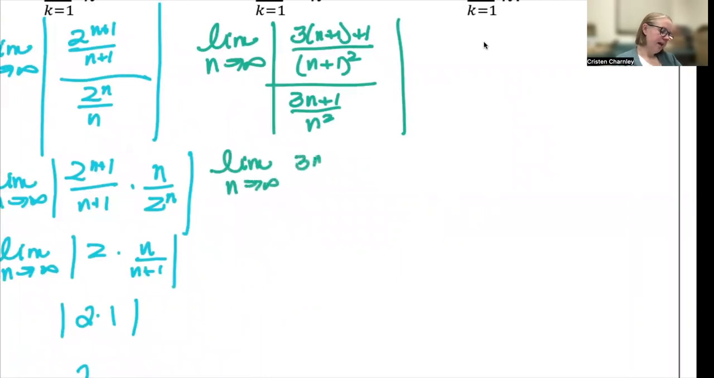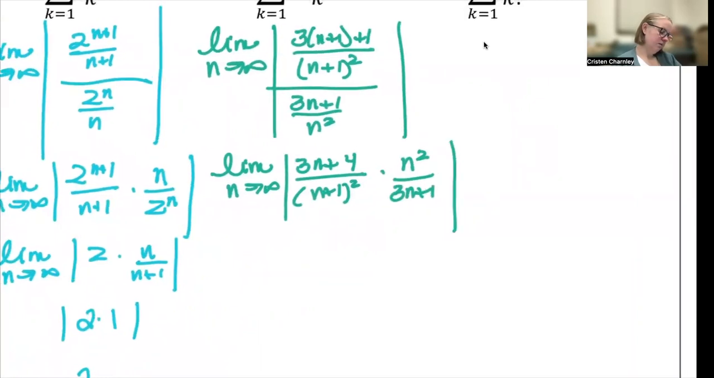I've got 3n plus 4 over n plus 1 squared, and n squared over 3n plus 1. All right, there's a whole lot happening here. We've got n's all over the place. Truly, if I put infinity in place of the n, I have infinity over infinity.